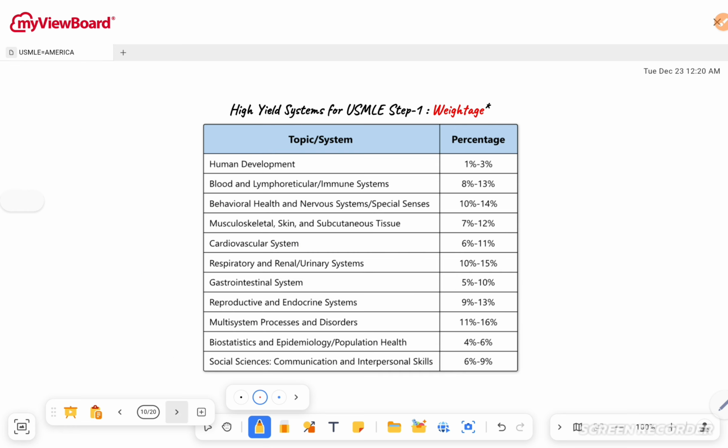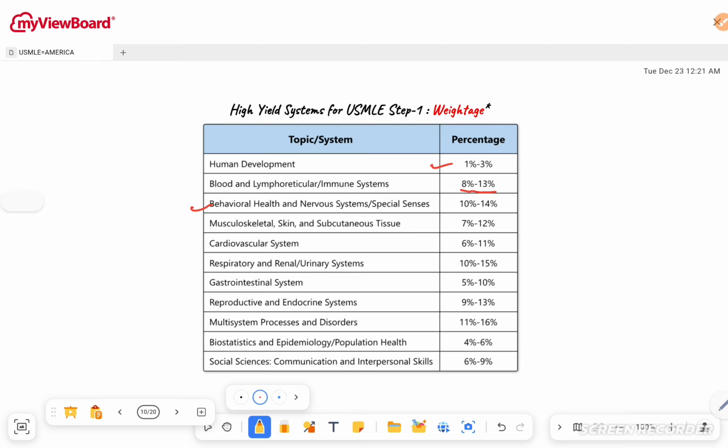Now, what could be the weightage of all those systems and topics we discussed right now? See, human development is almost 1 to 3%, meaning if there are 100 questions, there is a probability of 1 to 3 questions from human development. And from blood and lymphoreticular or immune systems, they may ask 8 to 13% of the total 280 questions.